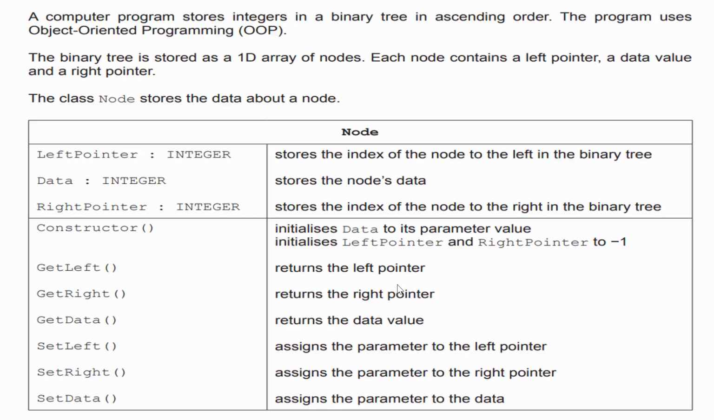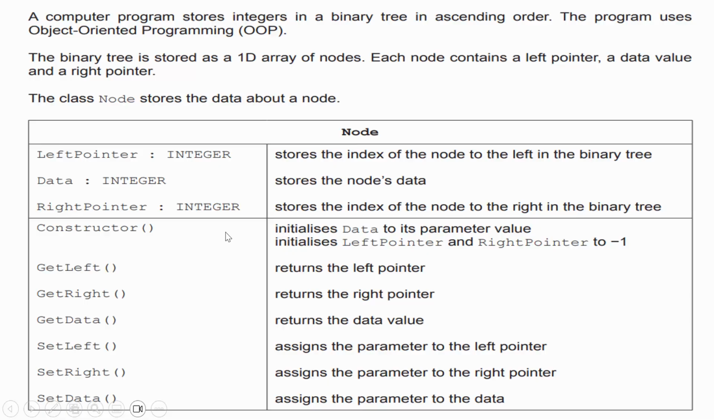So a computer program stores integers in a binary tree in ascending order. We said that. The class node stores data about a node. So we have our attributes or characteristics here. We have the left pointer, which stores the index of the node to the left in the binary tree, data, which stores the data, and then the right pointer stores the index of the node to the right in the binary tree, because remember we have a 1D array of nodes.